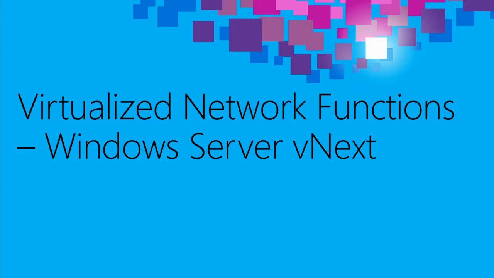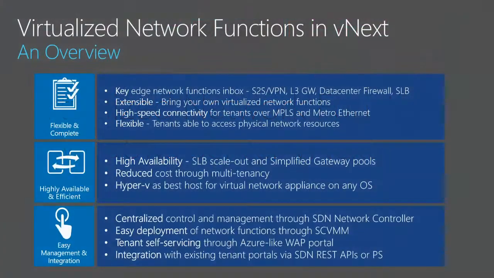As you could see, we could really isolate the traffic coming from the two on-premises networks, and though you have overlapping IPs in the cloud, it takes you to your respective IPs. So with that, I complete the virtualized network functions that we added in R2, and now let's move on to Windows Server vNext. Let's start with a quick overview of what we have done in vNext.